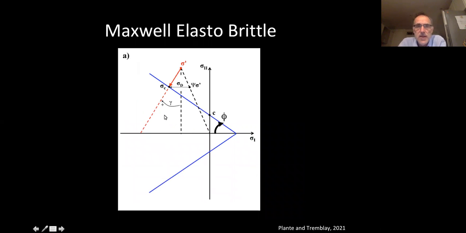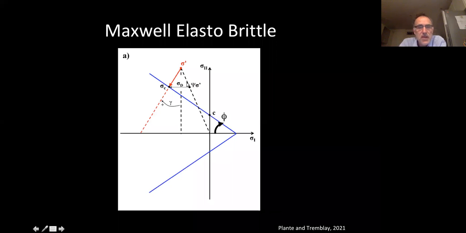If we look at it now in the context of the Maxwell elastobrittle rheology, we have again the Mohr-Coulomb yield criterion. When we have a stress overshoot, which is written here in red as sigma prime, we return the stress back onto the yield curve. If we use the dashed black line that goes through the origin, this is the standard approach in the MEB model. If we go at any other angle, this is a generalized return path that was worked on by Mathieu Plante and published recently.